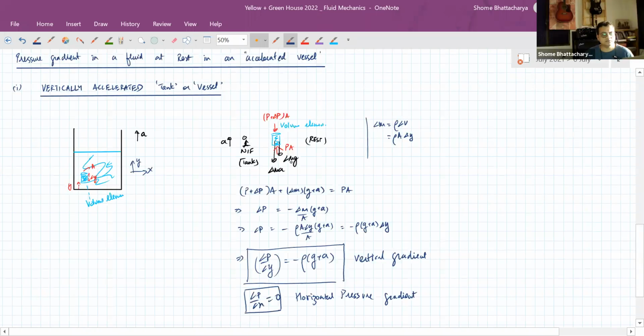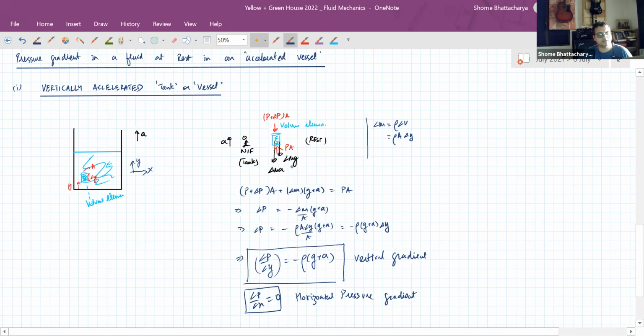So free body diagram, pseudo force. You remember from Newton's laws of motion, it acts opposite to the acceleration of the reference frame. Okay. So pseudo force is acting downwards. Gravity acts downwards, and the difference of pressure into area balances this.